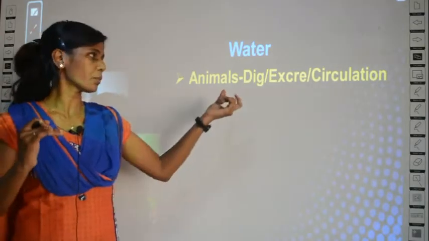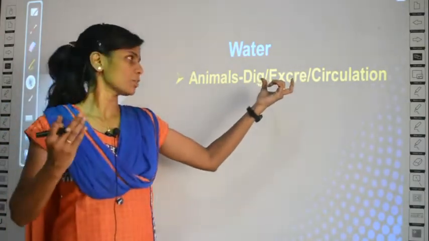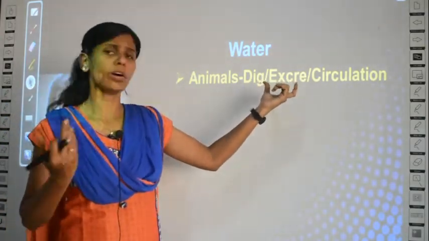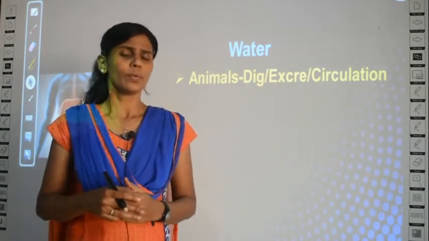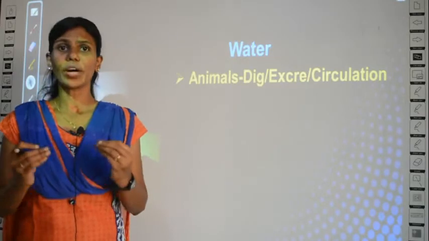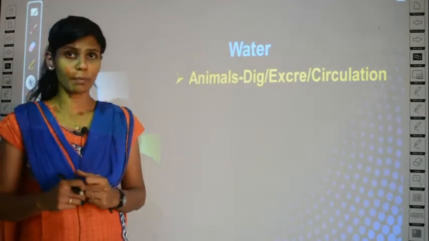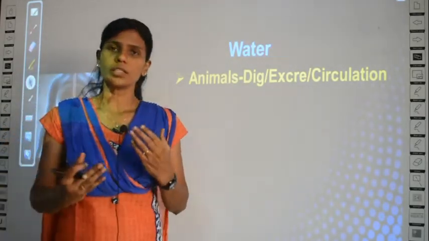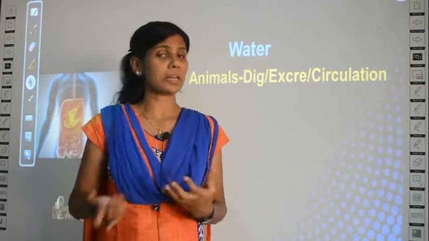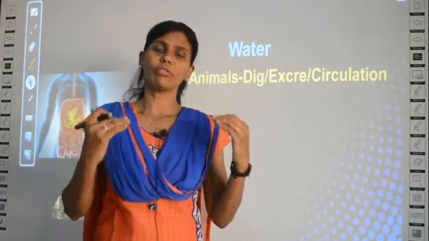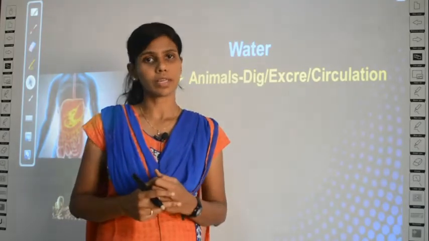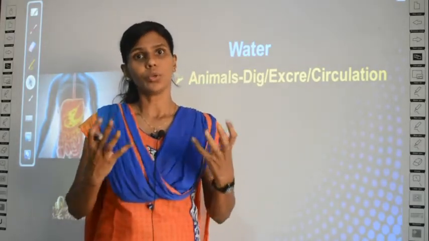So for the excretion process and for waste materials to be released, also for humans or other animals, water is essential. And also for circulation, we have studied about the circulatory system, where the major component of your blood is again water. So not only for your digestion and excretion, but also for the proper functioning of your body in the form of the circulatory system, that is the blood, you need water.